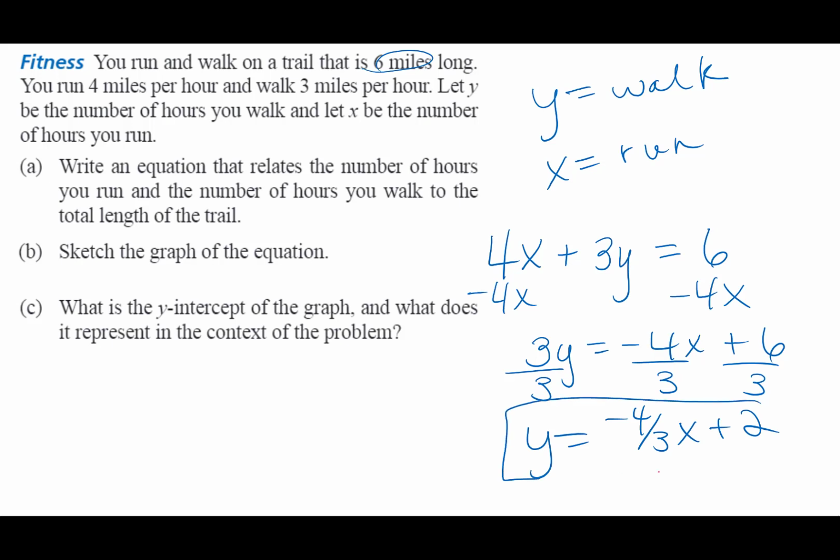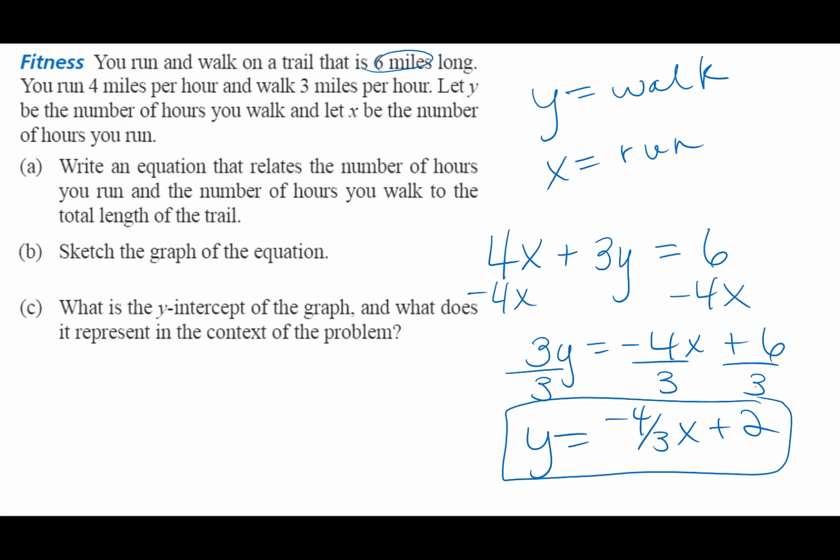I don't have a grid on here, but you would first plot 2 on the y-axis, and then your slope is negative 4/3. So from that 2 on your y-axis, you would drop down 4, and then move over to the right 3 spaces, put another dot, and then do that slope motion again.